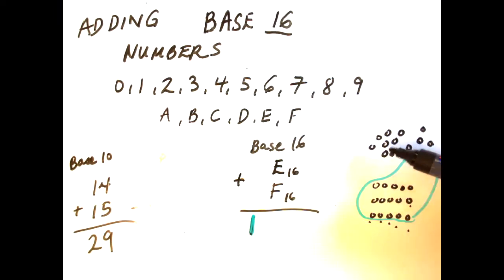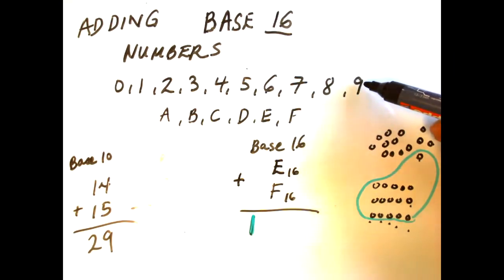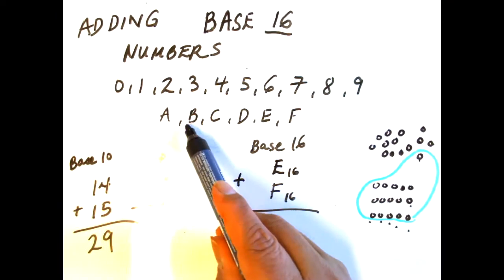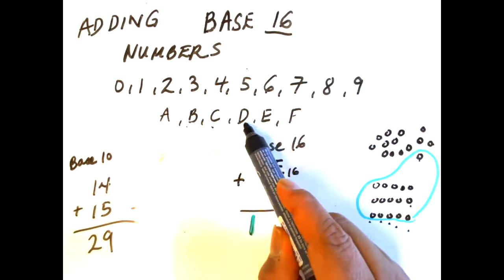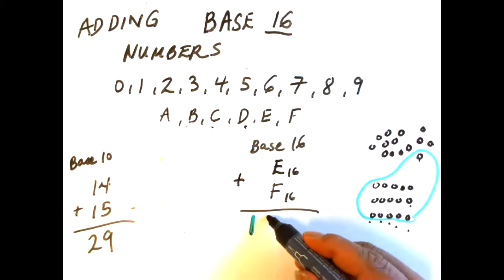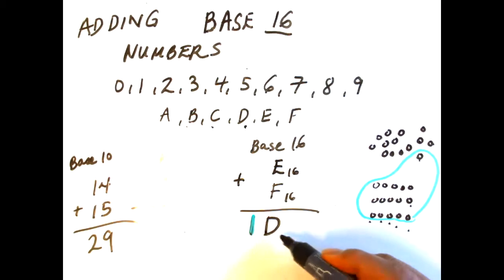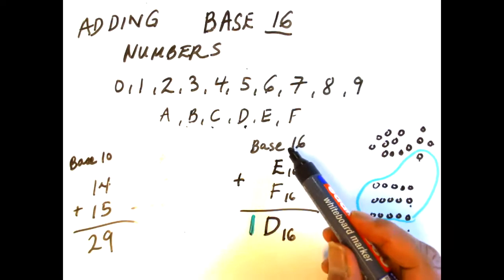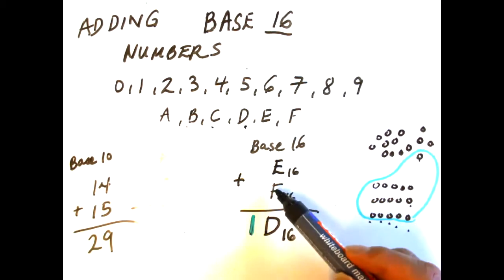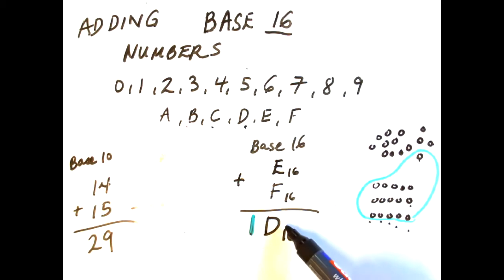Now, how do you write 13 in base 16? So basically, you have here 9, 10, 11, 12, 13. So you write it as D. So that's what it is. So in base 16, E plus F is 1D. And this is how you do adding numbers in base 16.